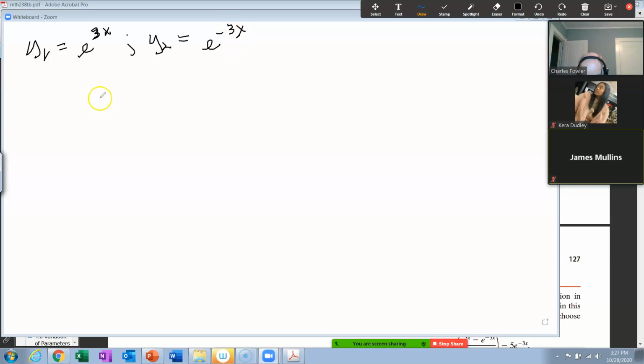Okay. Now they claim these are both solutions to the homogeneous linear equation y double prime minus 9y is equal to 0. Okay, and they say these are good anywhere from minus infinity to infinity. Certainly e to the 3x and e to the minus 3x are defined everywhere.